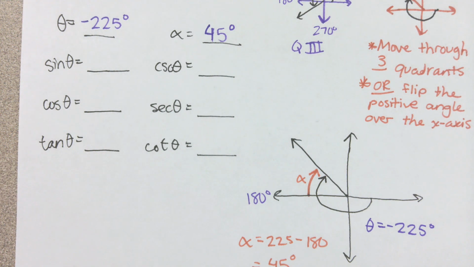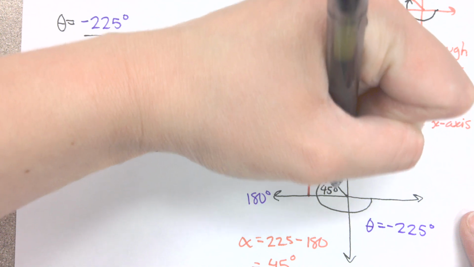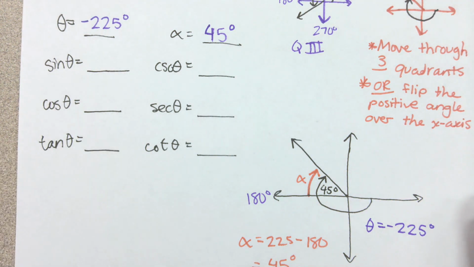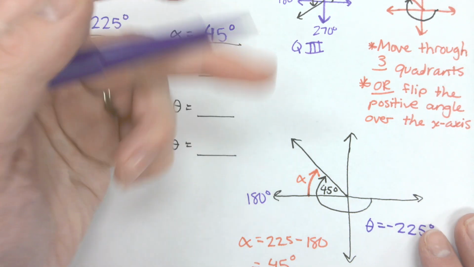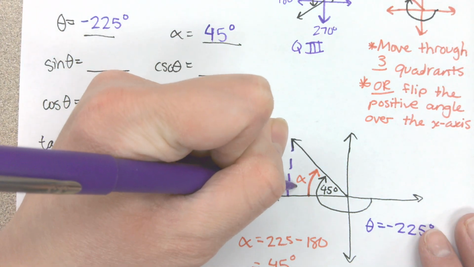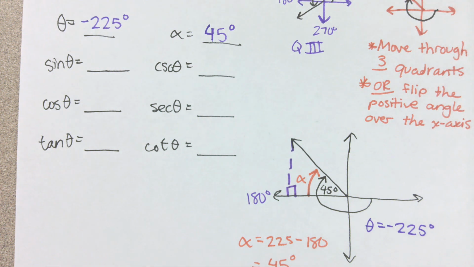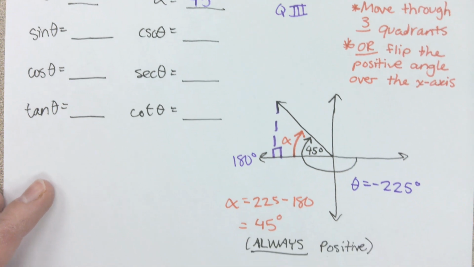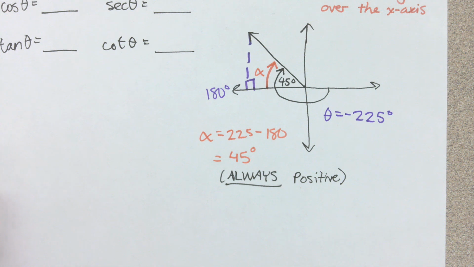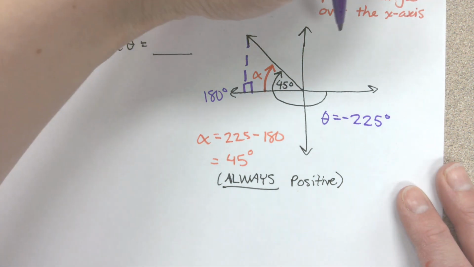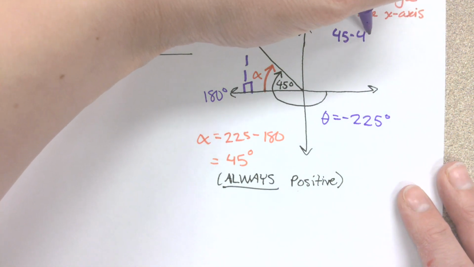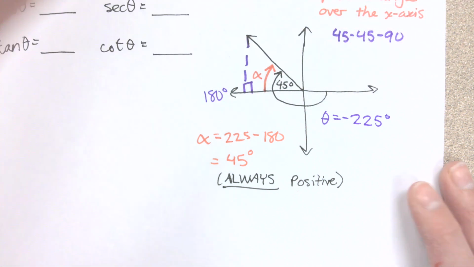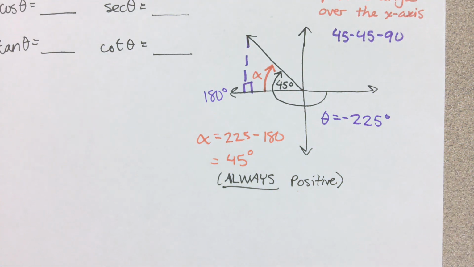All right, we found alpha and theta. I'm going to write that into the triangle itself. This is 45 degrees. Now let's make the triangle. We go from arrow to x-axis. So the side comes down and makes a right angle. This time, we have the 45, 45, 90 scenario. What are the side lengths for that triangle?